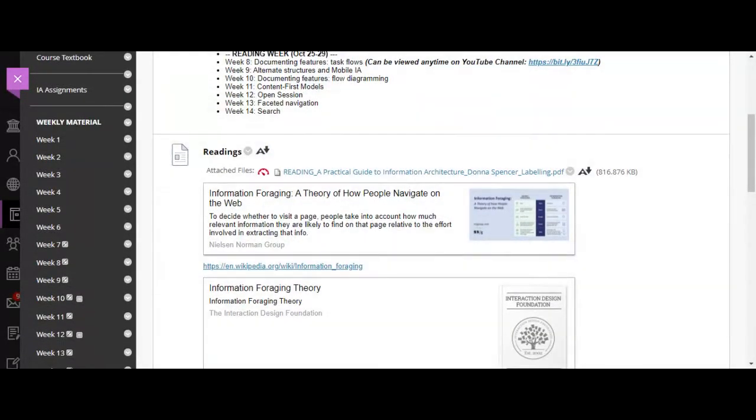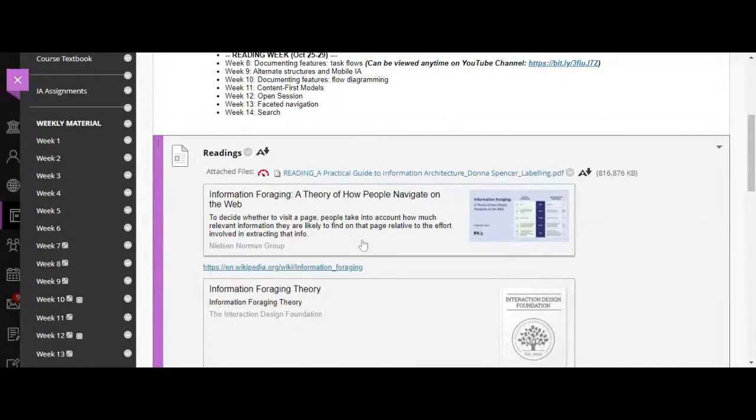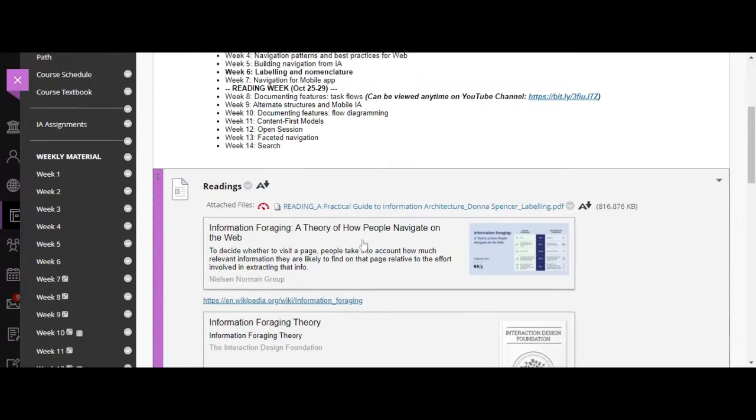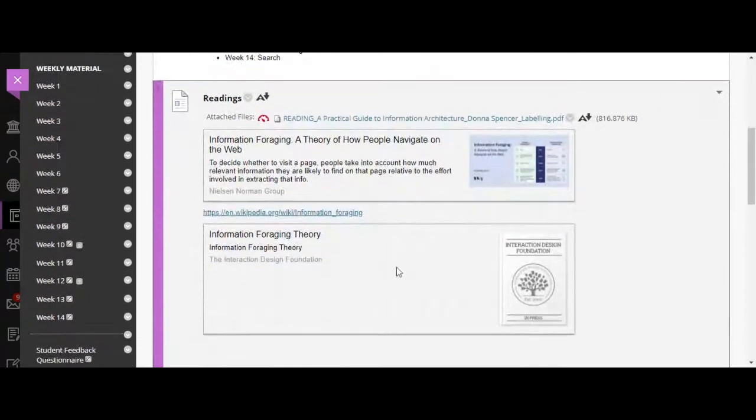So I have a few readings for you. One of them is a PDF, Donald Spencer about labeling, from A Practical Guide to Information Architecture. And I'm pretty sure there is something about labeling in the textbook for this course. And then I have 1, 2, 3 links to labeling.